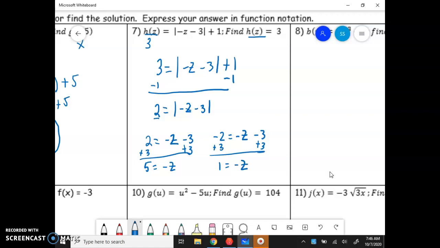And so hopefully you guys just recognize that if you have -z is equal to +5, well then +z is going to equal -5. But if you want to see the process, this is really a -1z. So to undo that, or to get this to a +1z, we divide by -1. Divide by -1, and we get z is equal to -5. And then on this one, same thing. Divide by -1, and you're left with z is equal to -1. Okay, so two answers on that one.